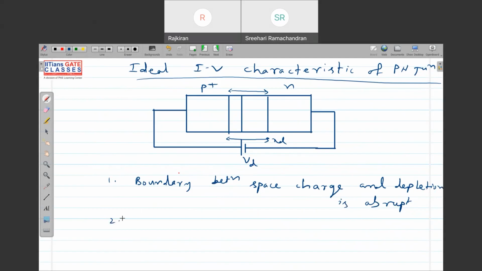The second condition is that the P and N regions are uniformly doped, and the widths of the N and P regions are far more than the diffusion length.